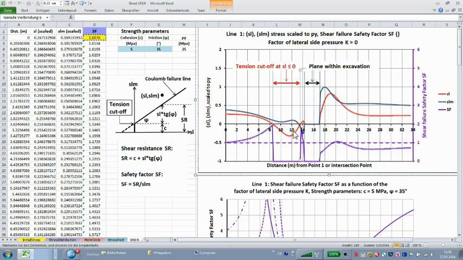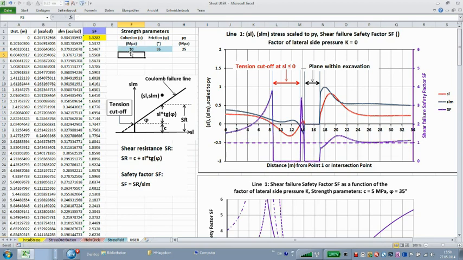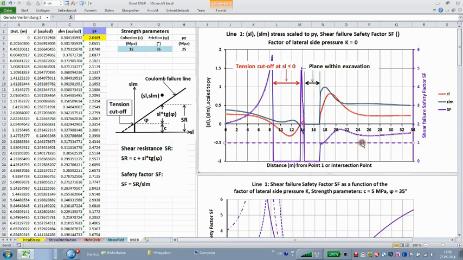Changing the cohesion values, let's say 5, 10, and 15 megapascal, reveals the influence of this parameter on the safety factor. The dashed magenta line at a safety factor equal to 1 marks a failure limit. Points at or below this line indicate shear failure.